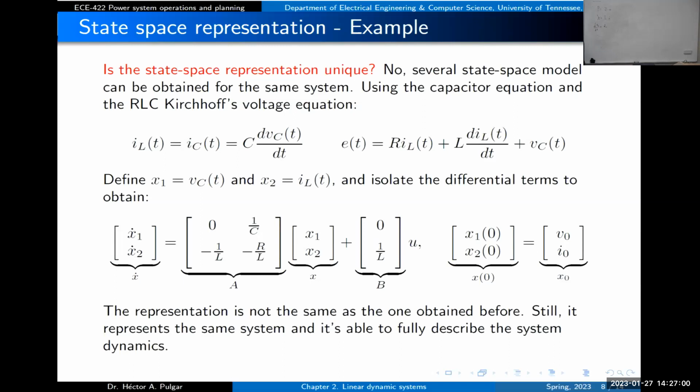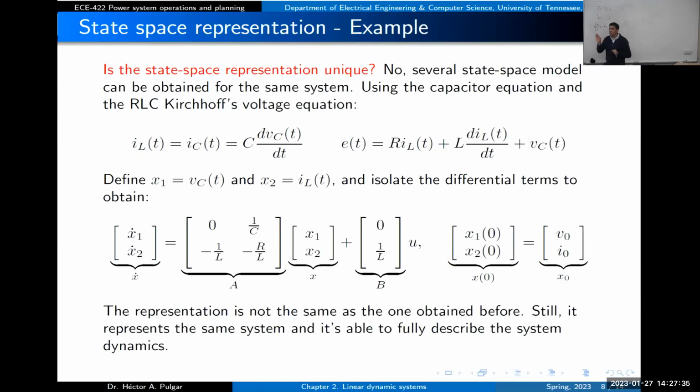Yes? When you chose x1 equals VC and x2 equals IL, how did you choose that? We look at the differential terms. So this is an easy way to do it. Each differential term, you look at the variable, that's your state variable. Okay, and then you set everything equal. And then you isolate for this term from this equation, and that's how you get the second equation. And then the same thing here. You isolate this, which is simple in this case. You just divide by C, and you get the first equation.